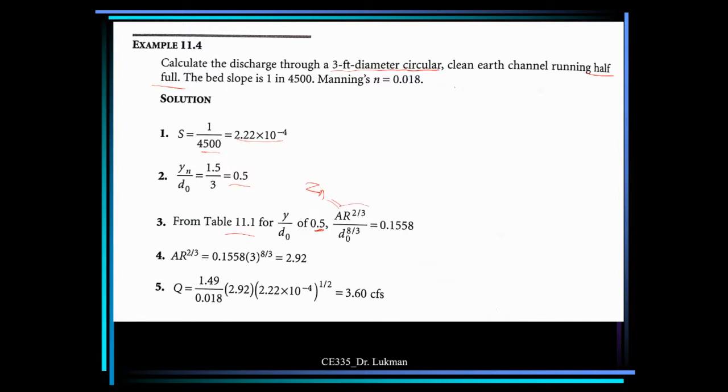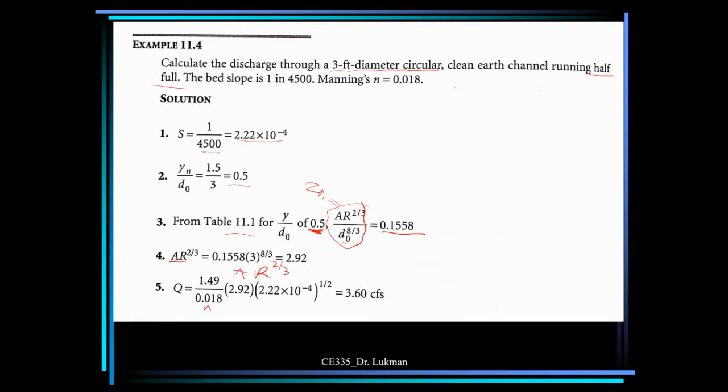So we go to that table where y over d naught equals this. I have shown you the table before, so just go where this ratio, which is the first column, y over d naught, is equal to 0.5, and you will read the value under AR to the power of 2 over 3 over d naught to the power of 8 over 3. It will give you this. So from here, we can determine the section factor AR to the power of 2 over 3 by substituting the diameter. And then the Manning formula. Here we are using the imperial unit, because it's the constant over n. And then this is AR to the power of 2 over 3.